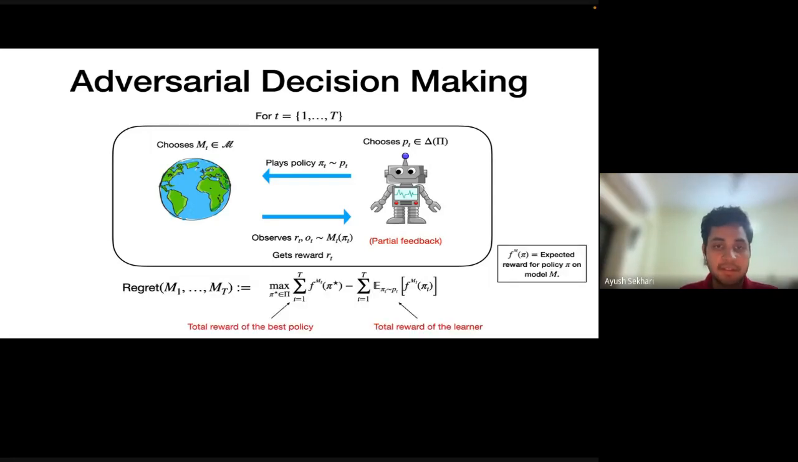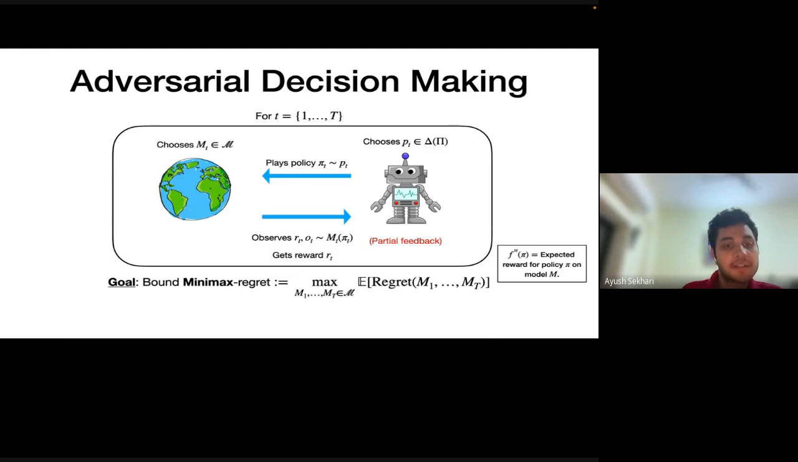The performance of the learner is measured by its regret, which is defined as follows. Given a sequence of models M_1 to M_T, the regret is defined as the difference between the expected cumulative reward of the best policy in the policy class versus the expected cumulative reward of the distributions P_t that are chosen by the learner. Just a notational point, throughout the slides, we will use the notation f to the power of M pi to denote the expected reward for the policy pi on the model M.